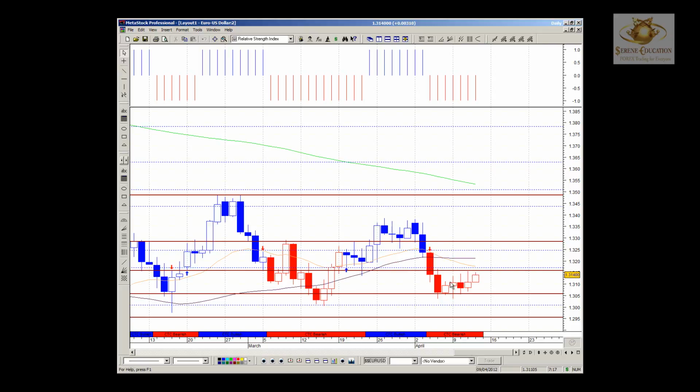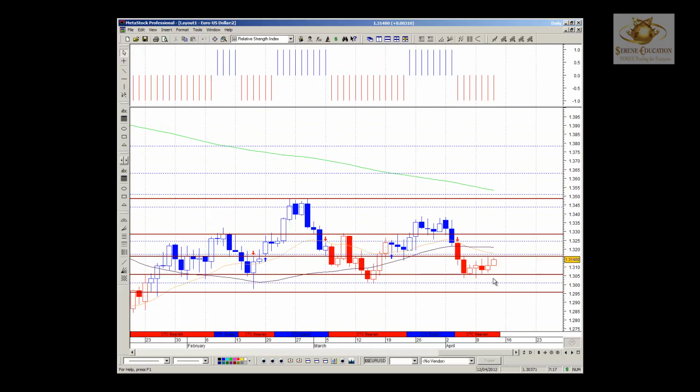However, as you can see, we are very much in a negative consolidation. Ideally, we'd like to see a break of the low. If we don't get it, as I mentioned, we do need to see a break higher in this area here quite convincingly. If not, then we could still be sitting in this consolidated range for the time being.